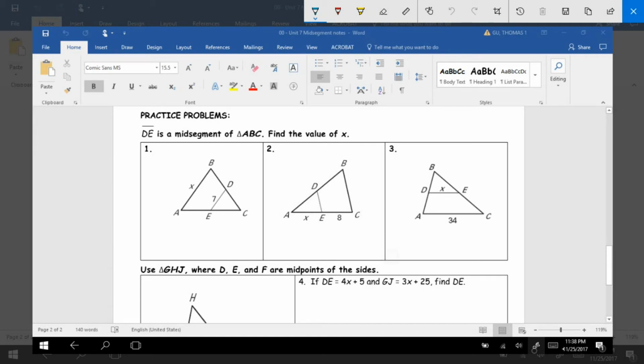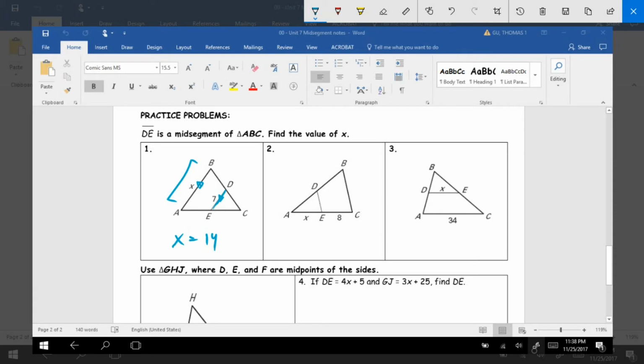Look right here. Okay, so DE is going to be the midsegment. DE is parallel. And what's the length of DE compared to AB? It's going to be half. So if DE is half, then what's X? It's going to be 14. X equals 14. DE is 7, and it's going to be half of X. So X is going to be 14. 7 times 2, 14.